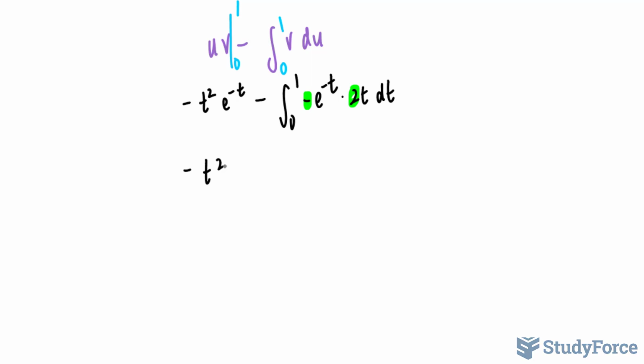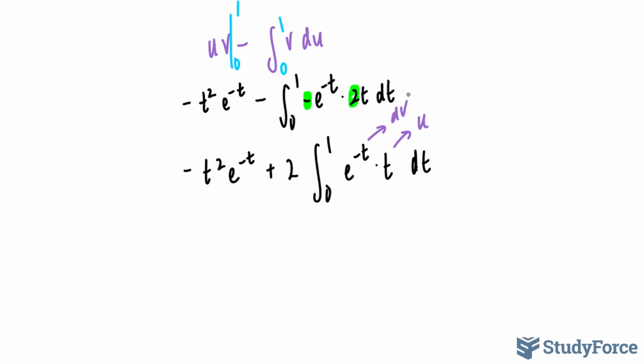Negative t to the power of 2 e to the power of negative t, and if I pull out a negative and a 2, this becomes plus 2, the integral between 0 and 1 of e to the negative t times t dt. At this stage of the process, what you would normally have is an integrable function, but unfortunately this cannot easily be integrated. We have to do the integration by parts once again. So we're going to assign this as our u, and we're going to assign this as our dv, and we're going to do the exact same thing as before until it becomes simple.